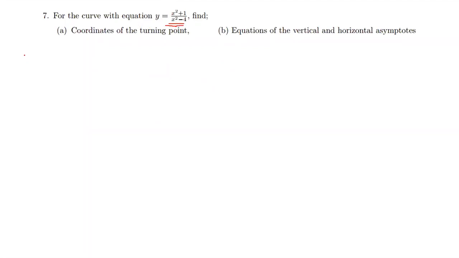When using the quotient rule, you know that the top part here is always equal to u. So I'll say my u is equal to x squared plus 1. And then the bottom part here is always equal to v. So v is equal to x squared minus 4.